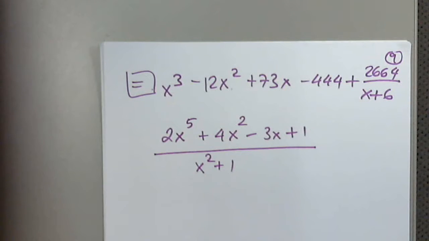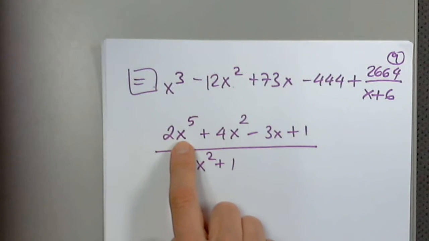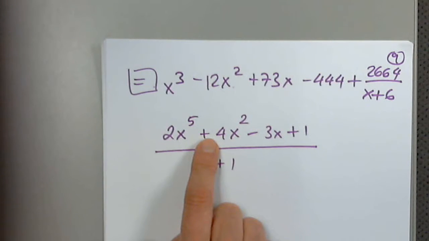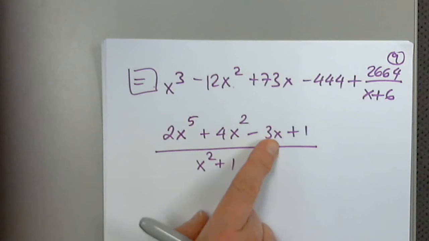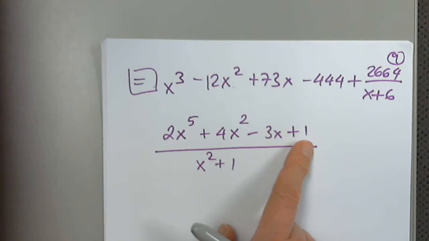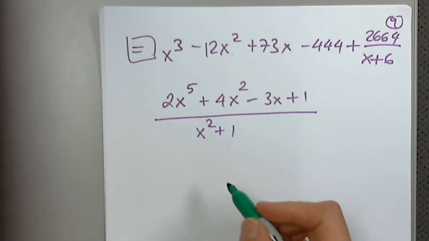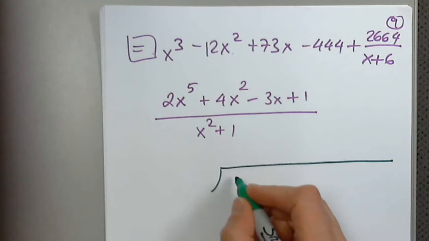Perfect. Now, are these two presented in top and bottom, presented in descending order? Yes. Perfect. Any missing term from the top? Yes, 2 terms are missing. I have degree 5. Degree 4 is missing. Degree 3 is missing. Degree 2 is there. Degree 1 is there. Degree 0 is there.